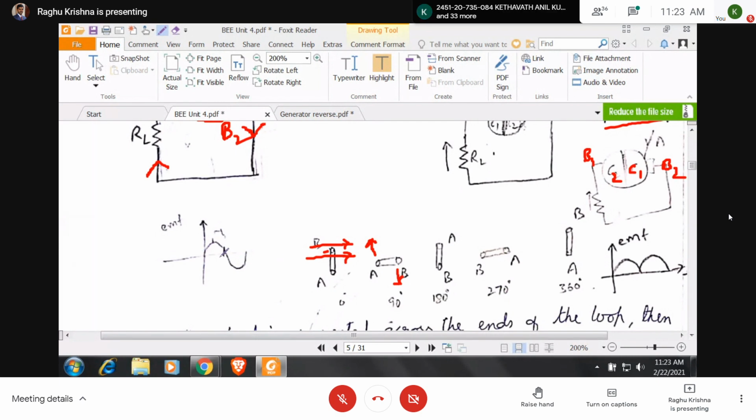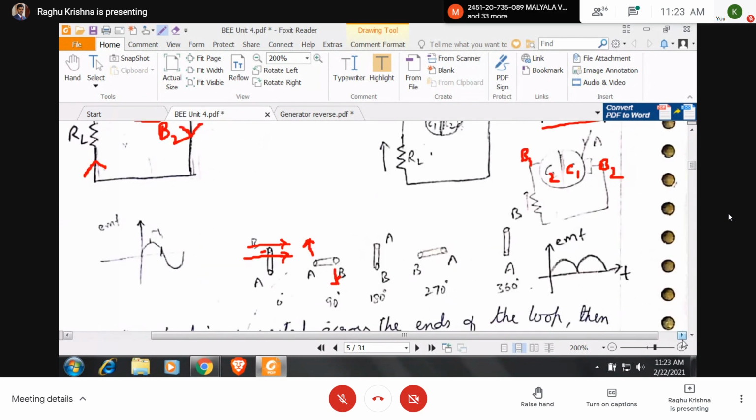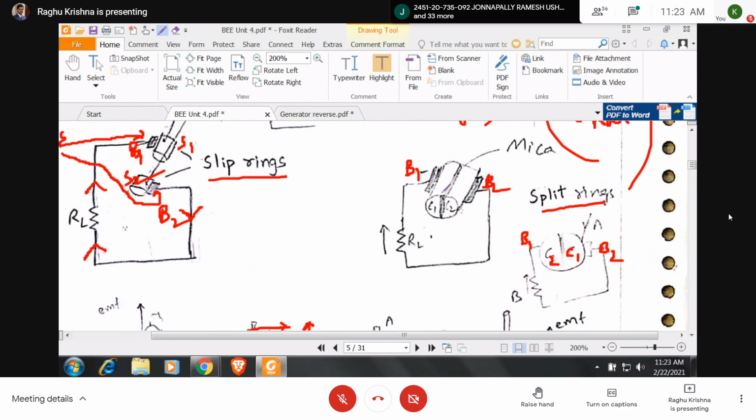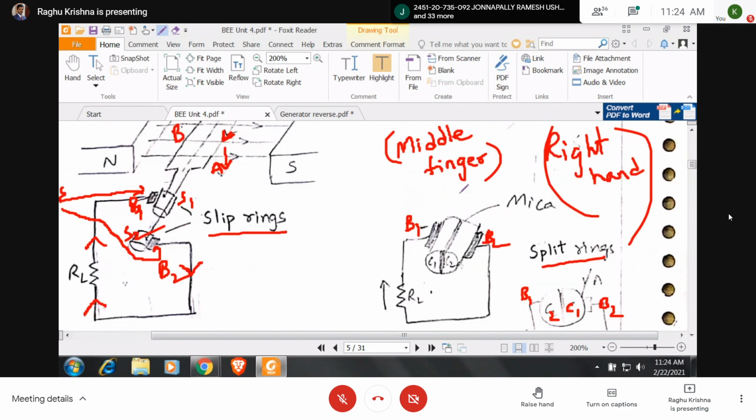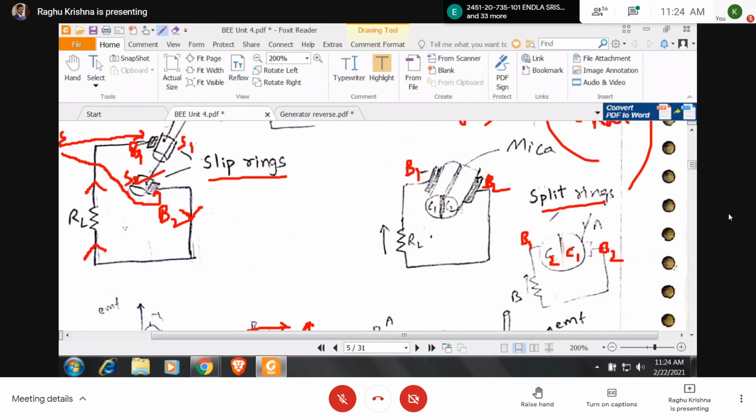Like this, you are going to get a sinusoidal voltage, but we want direct voltage. DC voltage we require. We are getting alternating voltage, but we require a constant voltage. For this, we are going to replace these slip rings by split rings. This is the split ring, right? Here you can see the split ring.